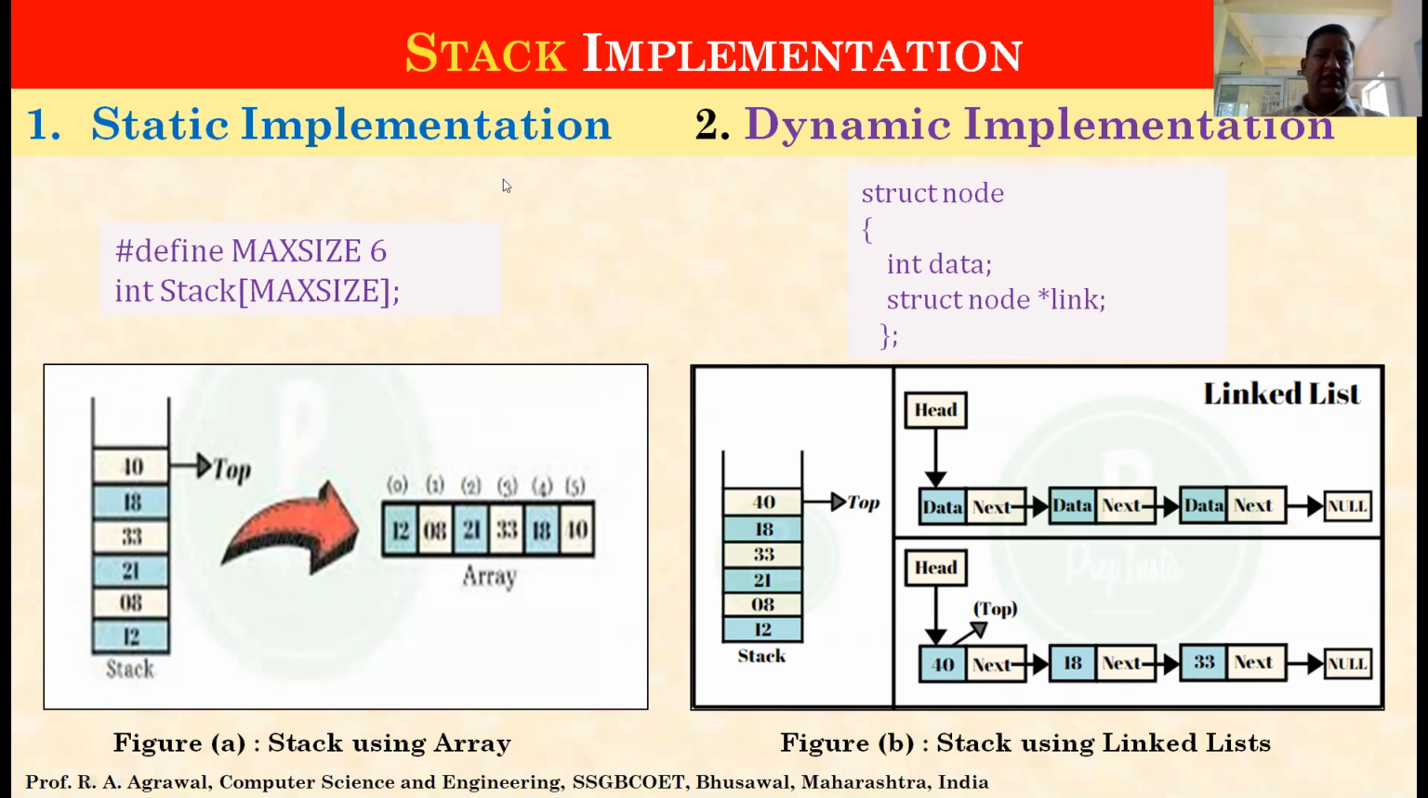Okay, so let's see an example. Here I am declaring a stack by using an array. The maximum size of the stack is 6 elements, declared as int stack with max size 6. Here, the first element is 12, second is 8, third is 21, fourth is 33, then 18, and in the last 10. Since 10 is the last element, top points to this element 10.